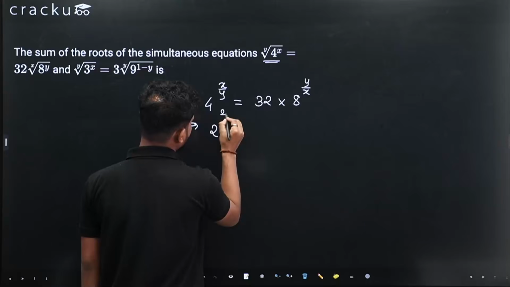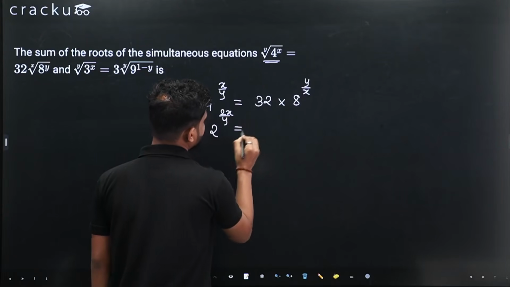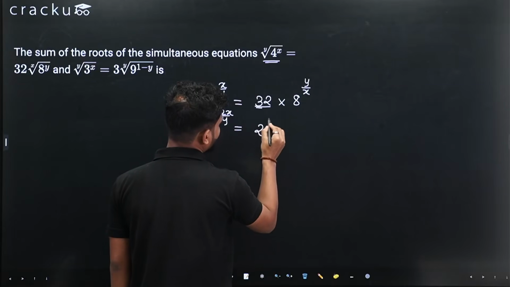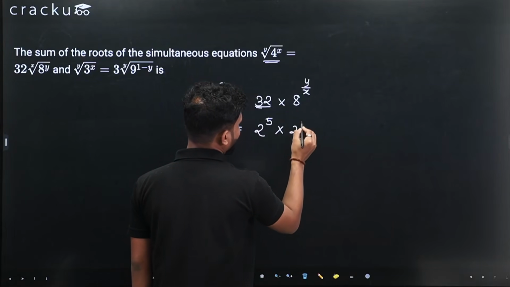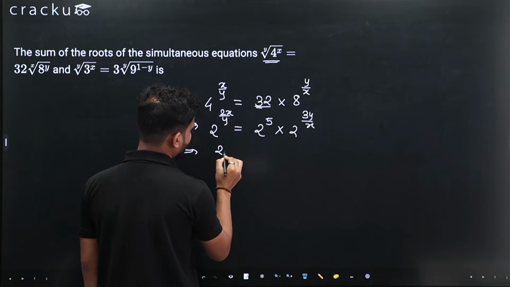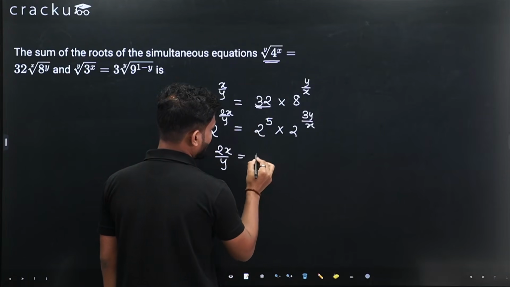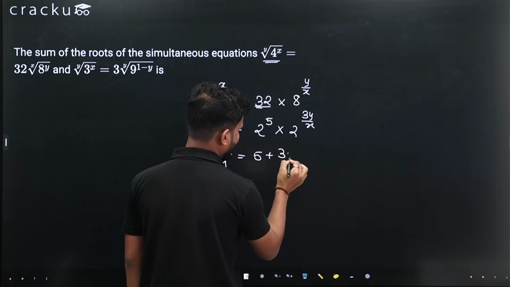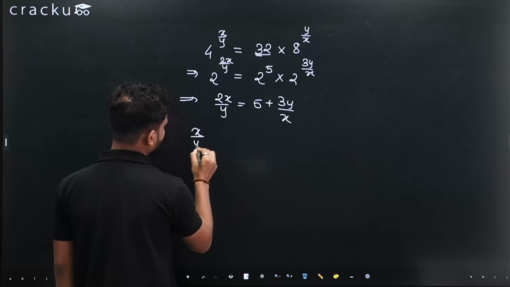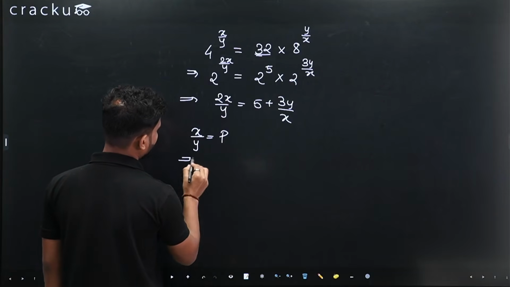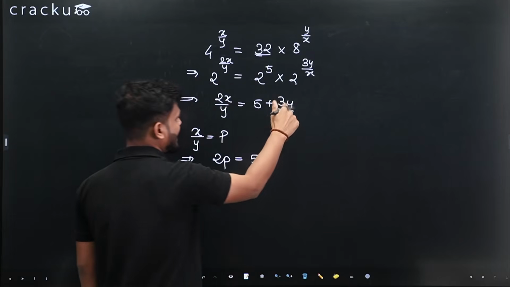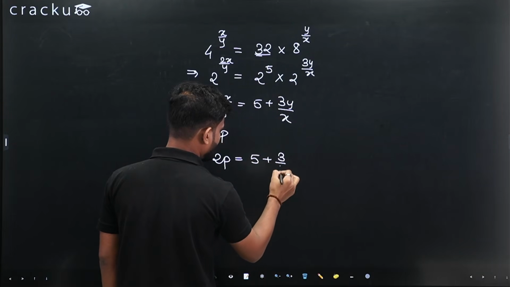So 2 raised to 2x by y is equal to, this is 32, and 32 is nothing but 2 raised to 5, into 8 which is 2 cube, raised to y upon x. From here I can say 2x by y is equal to 5 plus 3y by x. Now let us say x by y is equal to p. So from here I can say 2p is equal to 5 plus, y by x will be 1 by p, which is 3 by p.